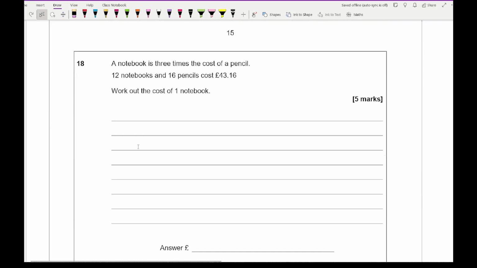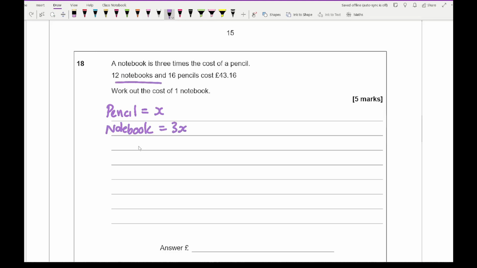Moving on to question 18, it says that a notebook is 3 times the cost of a pencil. 12 notebooks and 16 pencils cost £43.16. Work out the cost of one notebook. So if I start by saying that a pencil costs x pounds, then a notebook is 3 times more expensive, so that's going to be 3x.